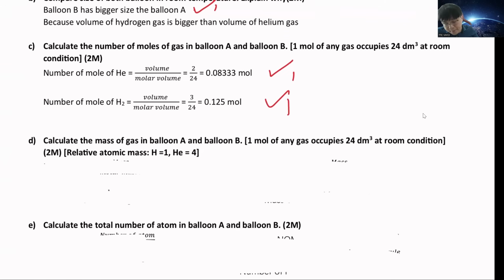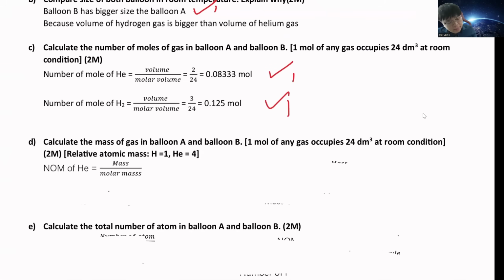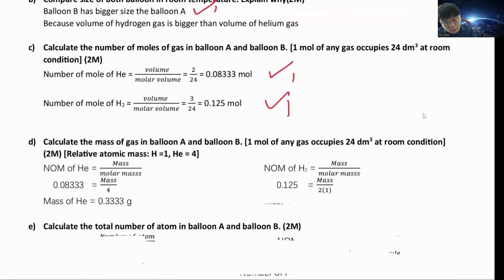Then it asks to calculate the mass. So mass is very simple. Number of moles equals mass over molar mass. For my helium, I got 0.0833 times 4. I will get 0.3333 gram. After that, for my hydrogen, I got 0.125 mole. Then times the molar mass of hydrogen, which is 2 times 1. Then I'll get 0.25 gram.